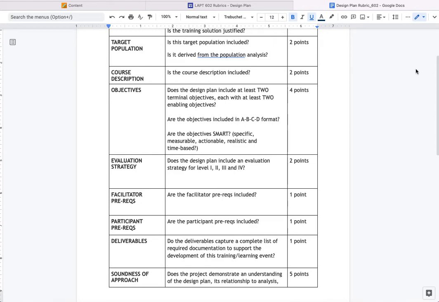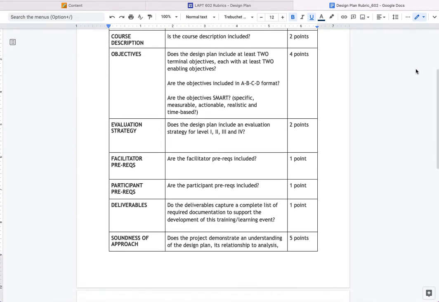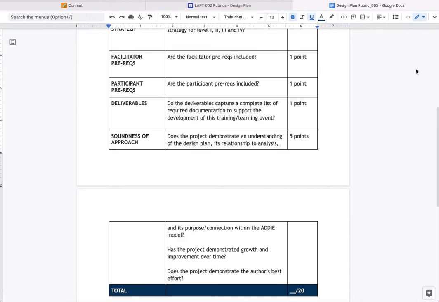And then finally, I will look at all of that and really gauge the soundness of approach. Trying to determine, did you understand the assignment? Did you understand the elements of the design plan? Is there a strong relationship to the analysis here? Did you follow the ADDIE model? Do I see how your logic built? Have you demonstrated growth and improvement over time? Your design plan doesn't have to be perfect, but it should be better than the work you submitted first, right?